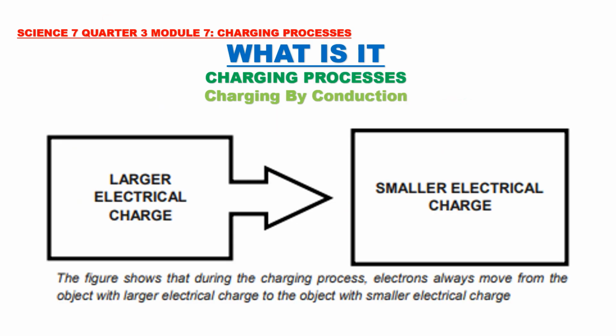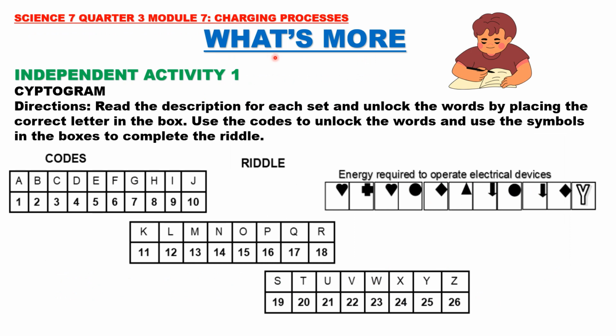So, the figure shows that during the charging process, electrons always move from the object with larger electrical charge to the object with smaller electrical charge. Let us now answer the different activities in What's More.